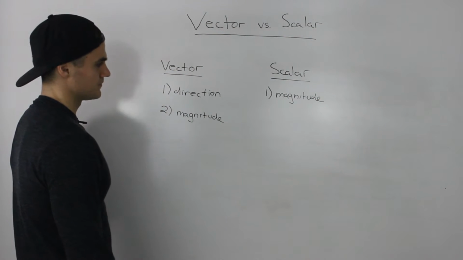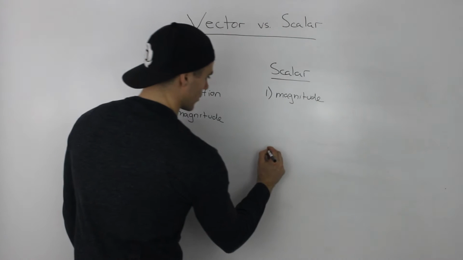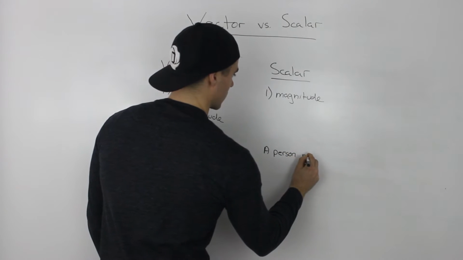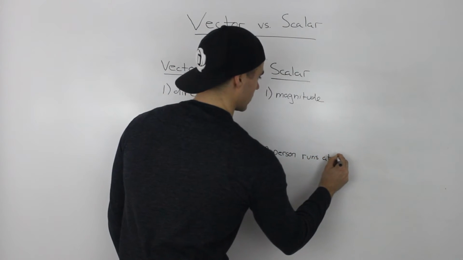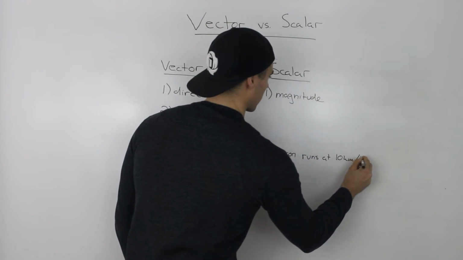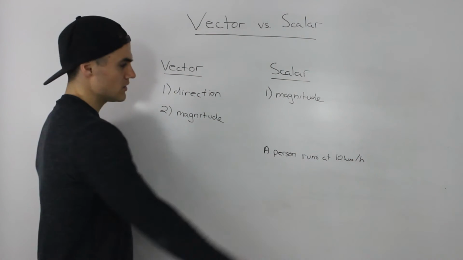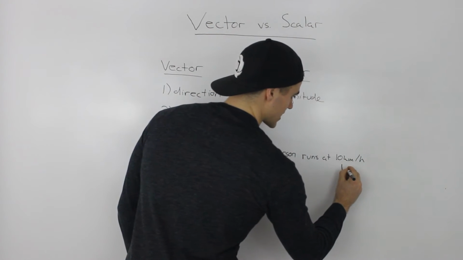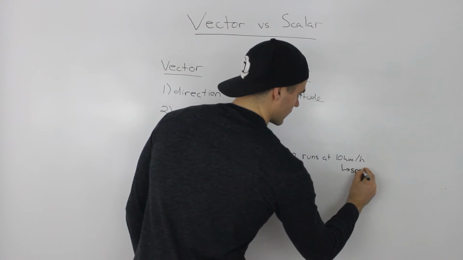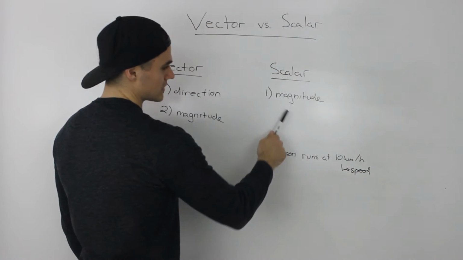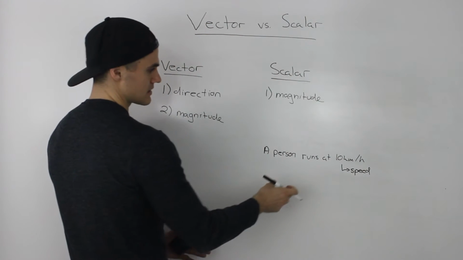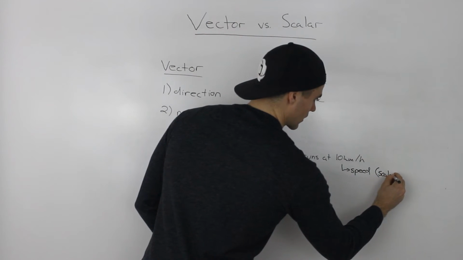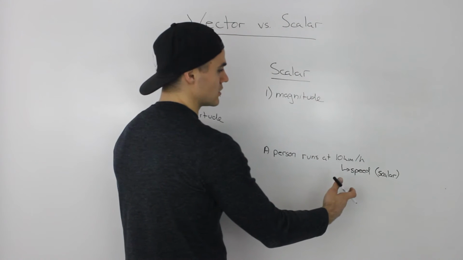So, for example, if we have a scenario where a person runs at 10 kilometers per hour. Notice how this here, this 10 kilometers per hour, only represents the speed. Only the magnitude, there's no direction. Hence, the speed, or this scenario, is a scalar. Remember, speed has no direction.